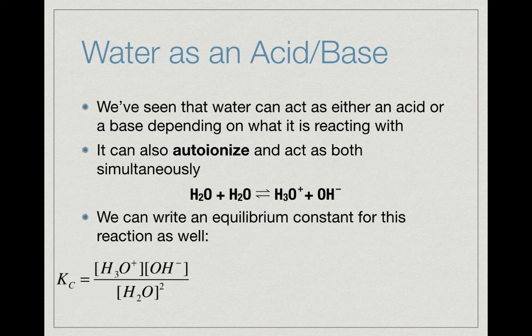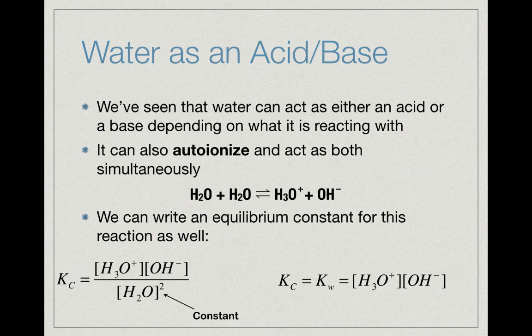So we just write products over reactants. Kc is equal to the concentration of the hydronium ion, H3O+, times the concentration of the hydroxide ion, OH-, over water squared. But of course, we don't include water in our equilibrium constant expressions because its concentration is constant. So we're going to take those out, and what we end up with is our Kc in terms of concentrations.